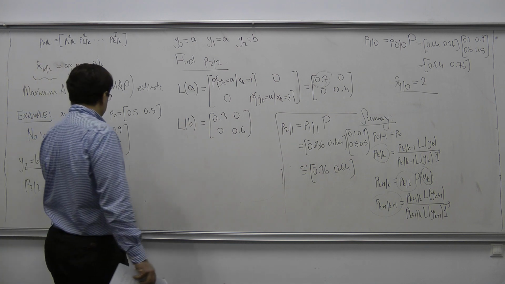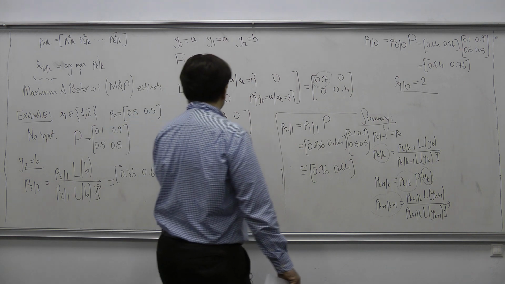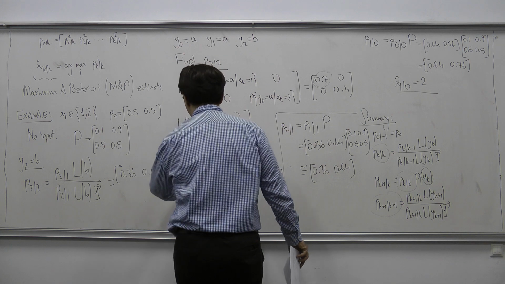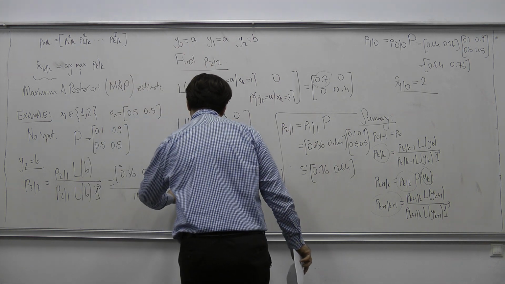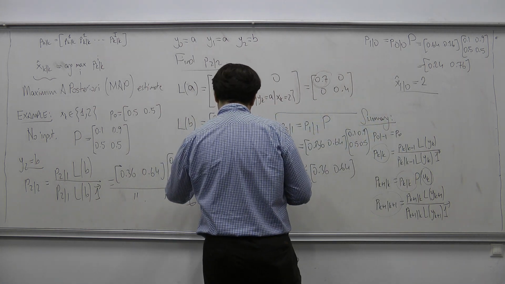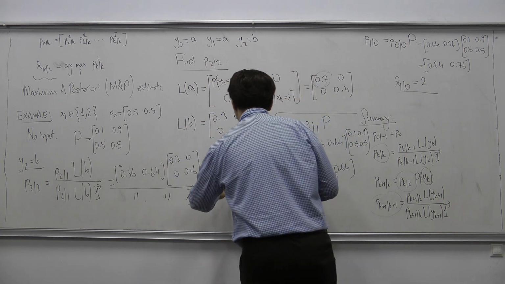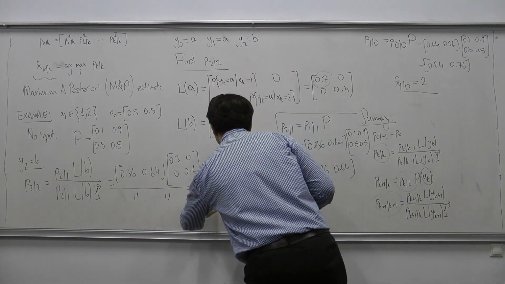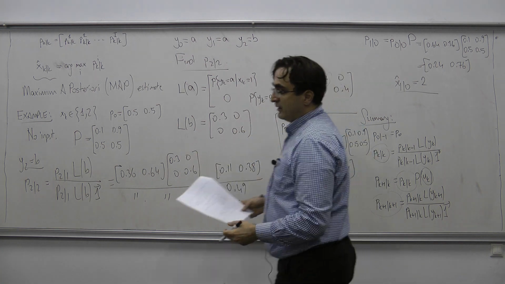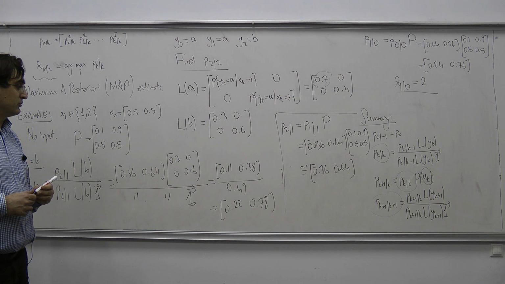Okay? P2 given 1 is given there, 0.36, 0.64 times the likelihood matrix 0.3, 0.6, divided by the same things times the vector 1. Okay? And if you do this multiplication, you're going to get 0.11, 0.38, and the denominator is going to be 0.49. And you would get at the end 0.22, 0.78. This is the vector posterior state distribution given all of the measurements so far.